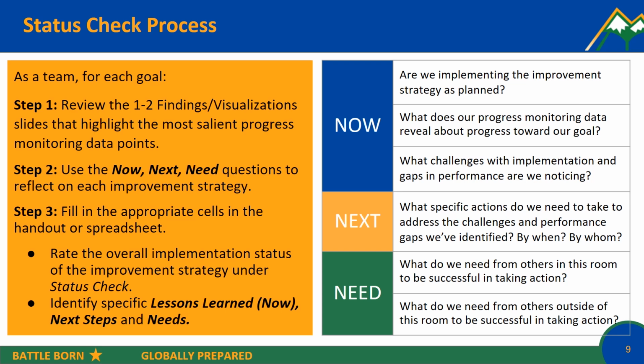And our third step is to complete our status check spreadsheet, where we will rate the status of implementation of each improvement strategy, identify lessons learned, next steps, and what we need to be successful. We will also determine what edits are needed in the SPP roadmap based on our conversations. Take a minute to read the now, next, need questions shown on the screen. These are the questions we will use for this process today.